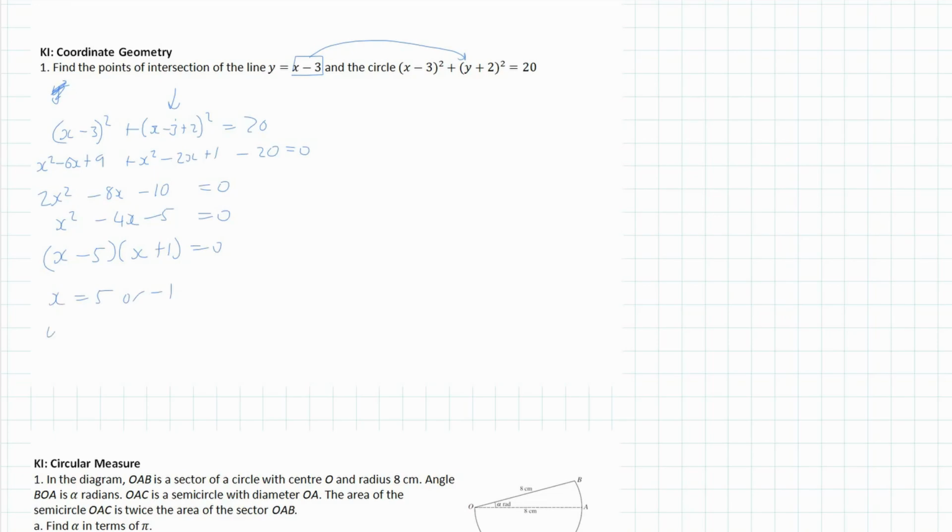And therefore y will equal... I'm going to pop those x values into here to find my y value. So if I pop the 5, 5 minus 3 is 2. If I pop the minus 1, minus 1 minus 3 is minus 4. So the 2 points of intersection are at (5, 2) and (-1, -4).